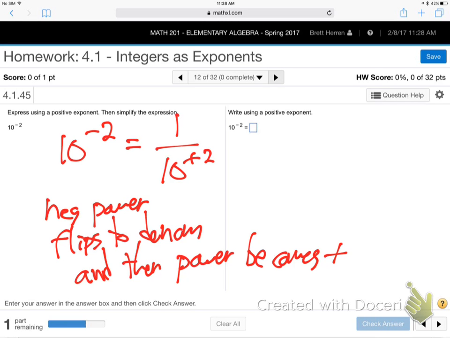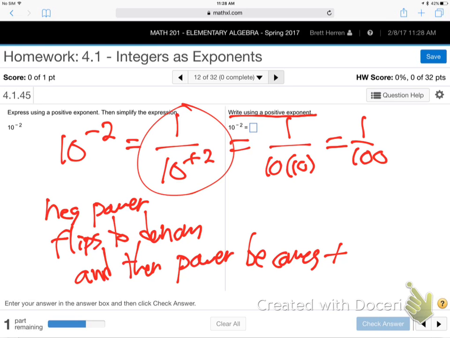So what do I mean like normal? Well, now it's 1 over 10 squared. So the bottom is just 10 times 10, which is 1 over 100. And that's it. Oh, actually, you know what? They said write using a positive exponent. Maybe they want me just to stop right there. So they don't actually want me to go any further. There it's written with a positive power. They don't want me to actually finish the answer on that.